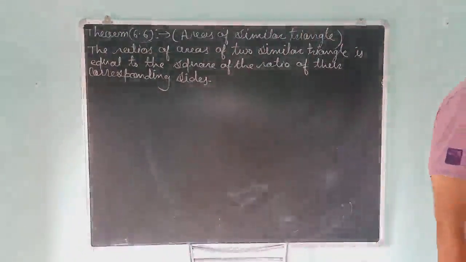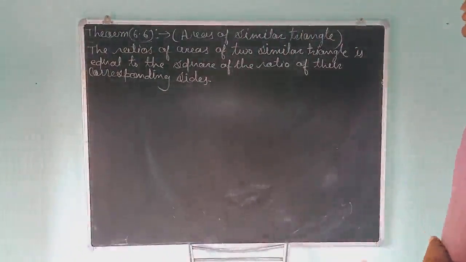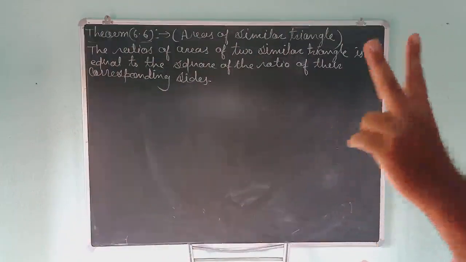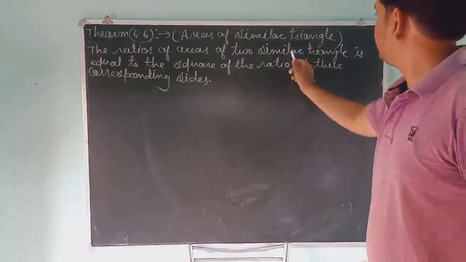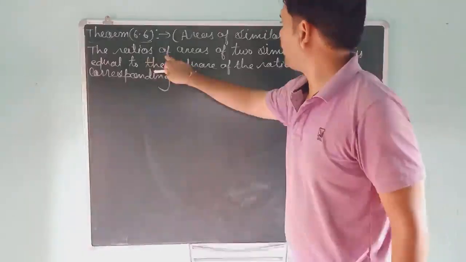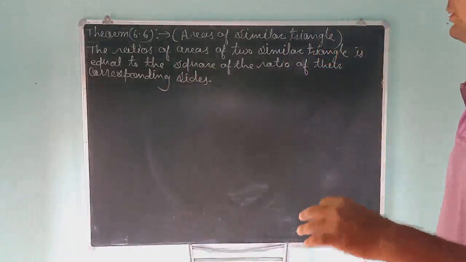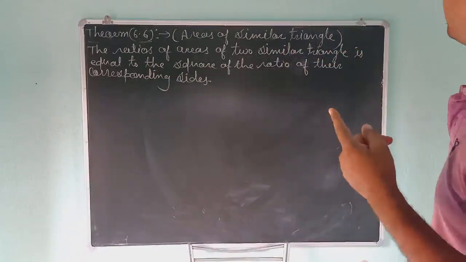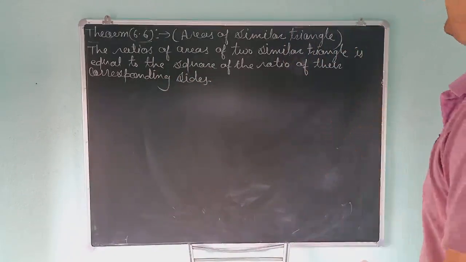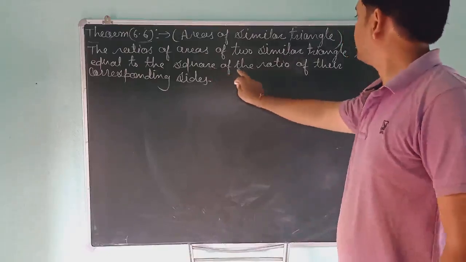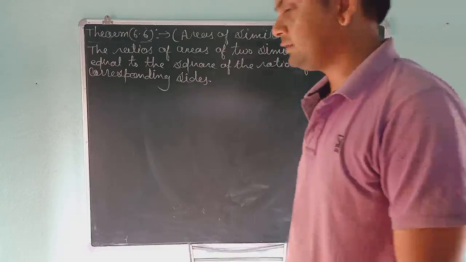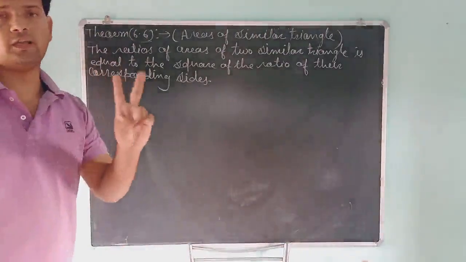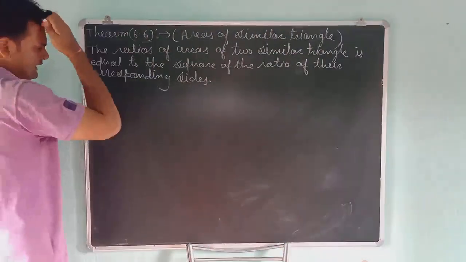According to this statement students, we have the ratios of areas of two similar triangles. That means we have two triangles, and both triangles will be similar, and the ratio of areas of two similar triangles is equal to the square of the ratio of their corresponding sides. So students, first of all we have to draw two triangles.